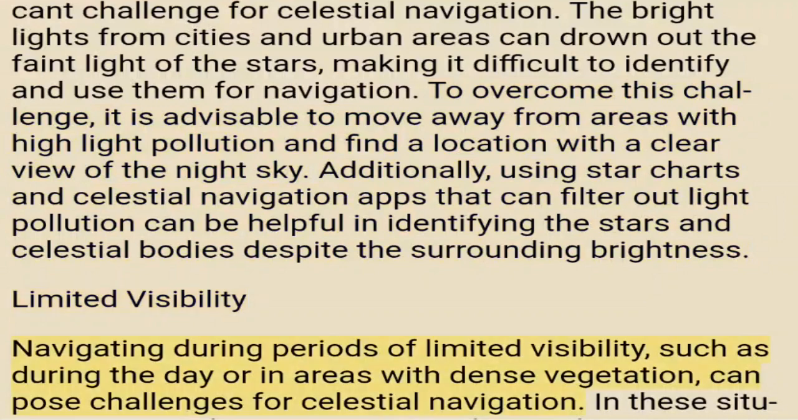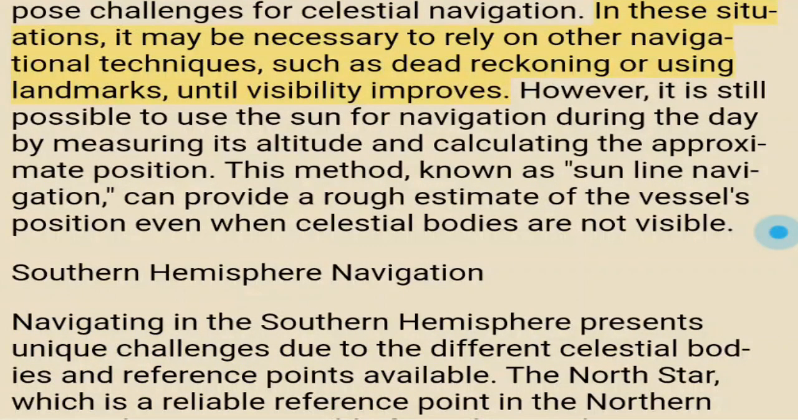Limited visibility. Navigating during periods of limited visibility, such as during the day or in areas with dense vegetation, can pose challenges for celestial navigation. In these situations, it may be necessary to rely on other navigational techniques, such as dead reckoning or using landmarks, until visibility improves. However, it is still possible to use the sun for navigation during the day by measuring its altitude and calculating the approximate position. This method, known as sunline navigation, can provide a rough estimate of the vessel's position even when celestial bodies are not visible.